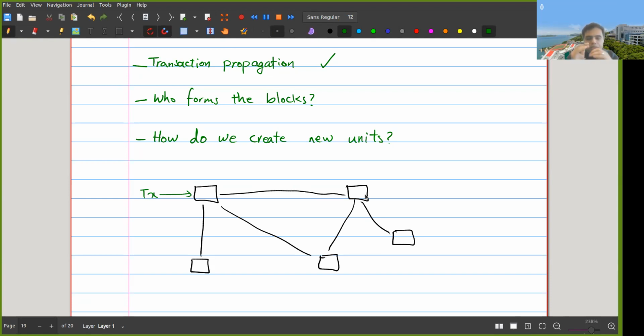So the propagation part is very easy. Anyone can give the transaction to any of the nodes on the network, and any node on the network would send the transaction to any other node on the network that is connected to it. Okay? And so the idea is that since this is a large network and since everyone is connected around the world, and let's say we're using the internet, after a while, everyone would hear about this particular transaction.